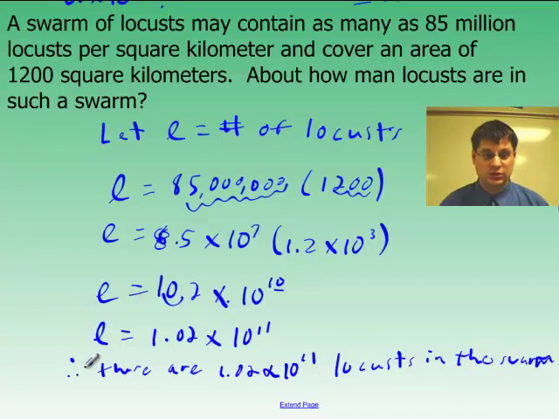And so that's basically 1.02 with 9 zeros behind it. That's a really big number, a lot of locusts.